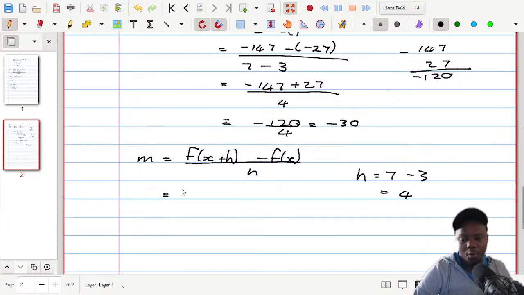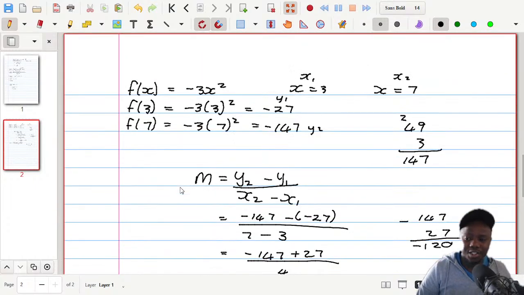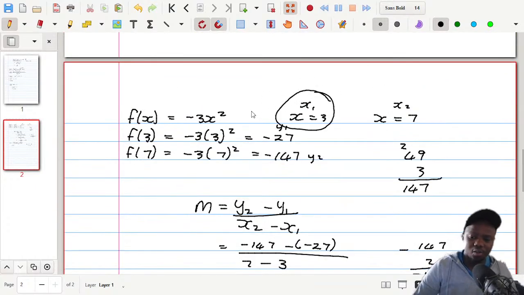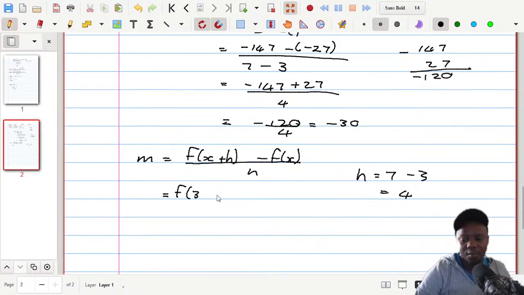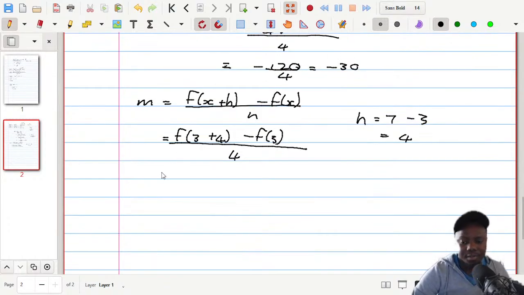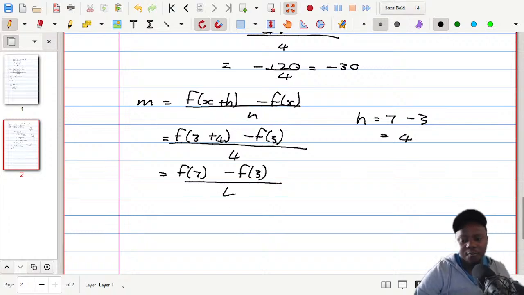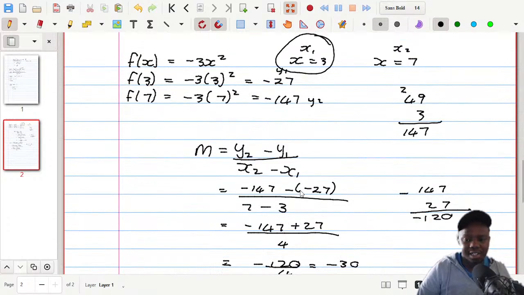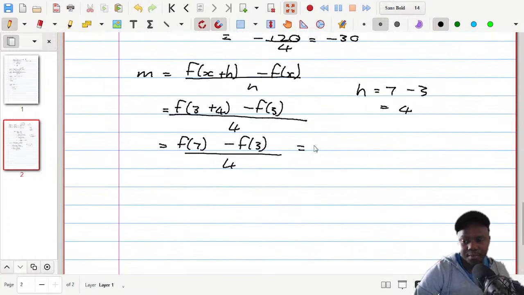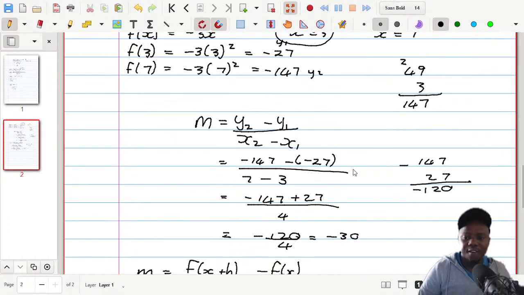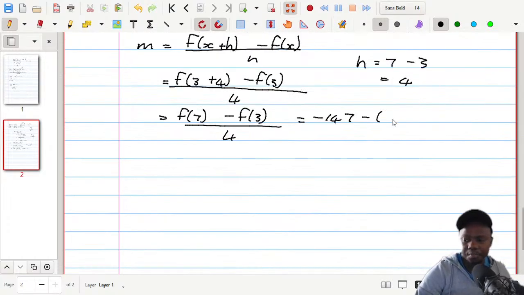Now, in my formula, this is going to be f of, for the x value, we will use our smallest x value, which is x is equal to 3. This is f of 3 plus 4 minus f of 3. Now we got the value of h as 4. When we simplify this, this is going to be f of 7 minus f of 3 divided by 4. Now, remember we already calculated f of 7 and we got that as negative 147. Minus f of 3, which we also calculated. We got f of 3 is negative 27. So negative 27 divided by 4.